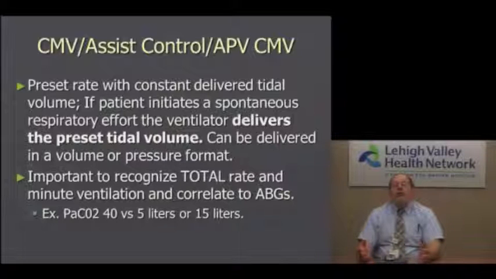If the patient is adding 10 liters on their own and their minute ventilation is 15 liters and the CO2 is still 40, that means that there's a lot of ineffective ventilation because there should be a lot more CO2 eliminated because we've increased the minute ventilation. So keep that in mind.